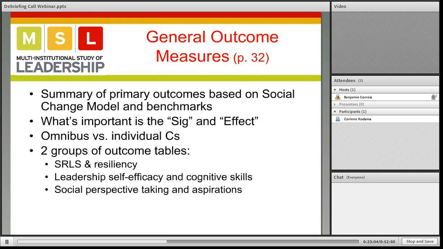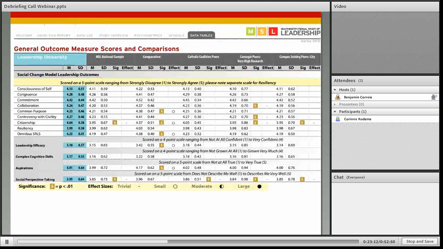Okay, so now we're going to actually look at a table. I'd like you to go to page 32 in your report. I will show you one in a moment. And this table, as you can see here, this is page 32. This is the main summary of everything in the MSL, sort of. It's your main go-to table.